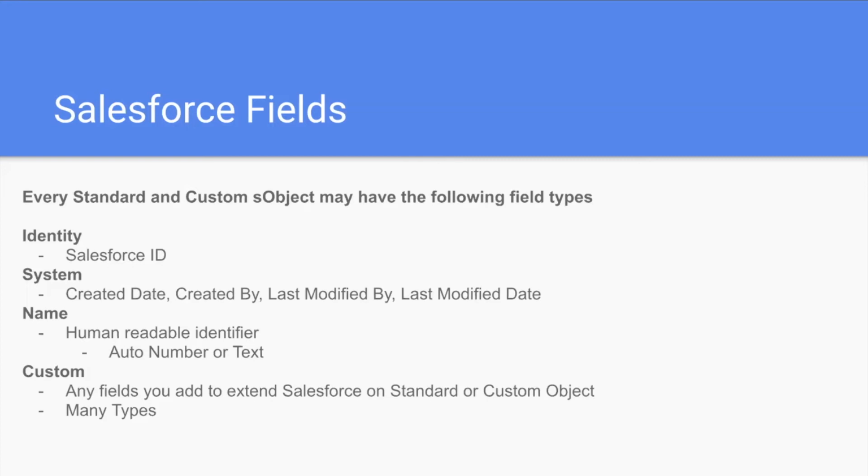We also have name fields. So Salesforce IDs are a way to identify your record, and they are unique, but it's not easy as a human being to read that string of 18 characters, digits and numbers and keep track of which one's which. So that's where the name field comes in. That one can be set up as an auto number or as a text field, and this one is a human-readable identifier of your record. And lastly, we have custom fields. These are any fields that you add to extend Salesforce, and you can add these both to standard and custom objects, and there are many different field types that we'll talk about in the next slide.